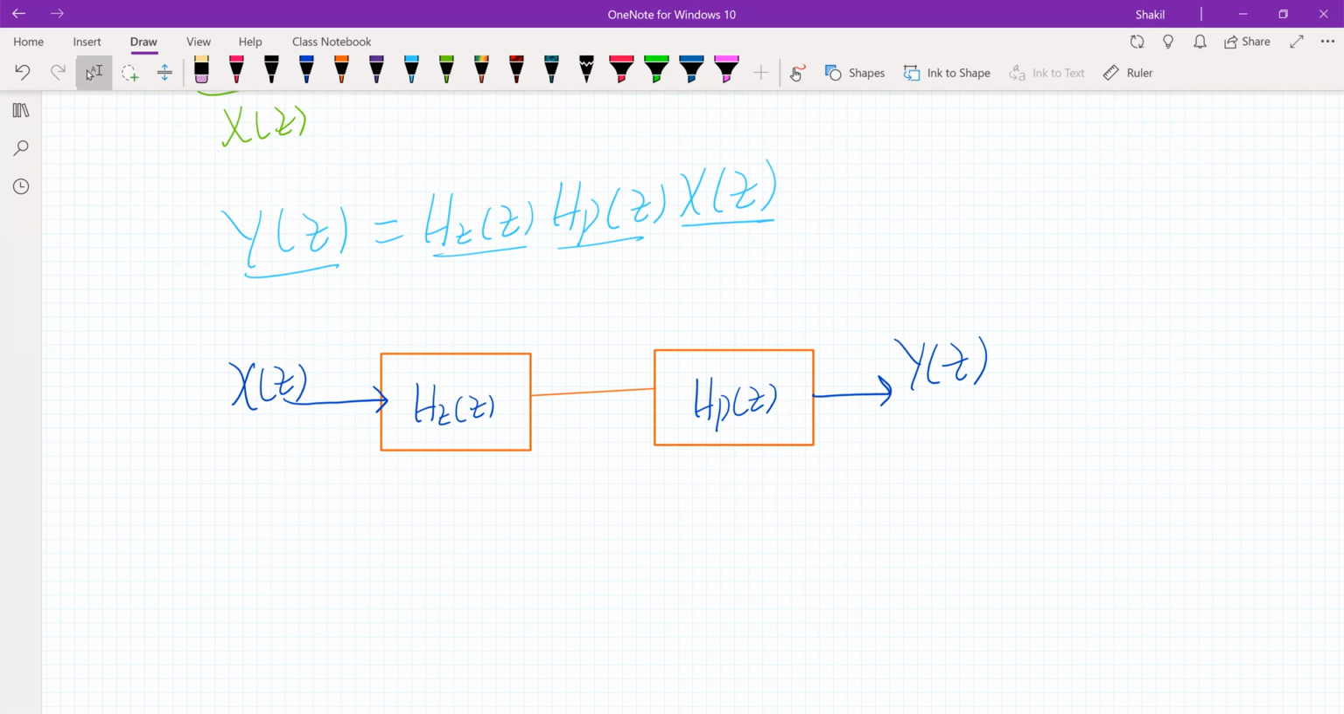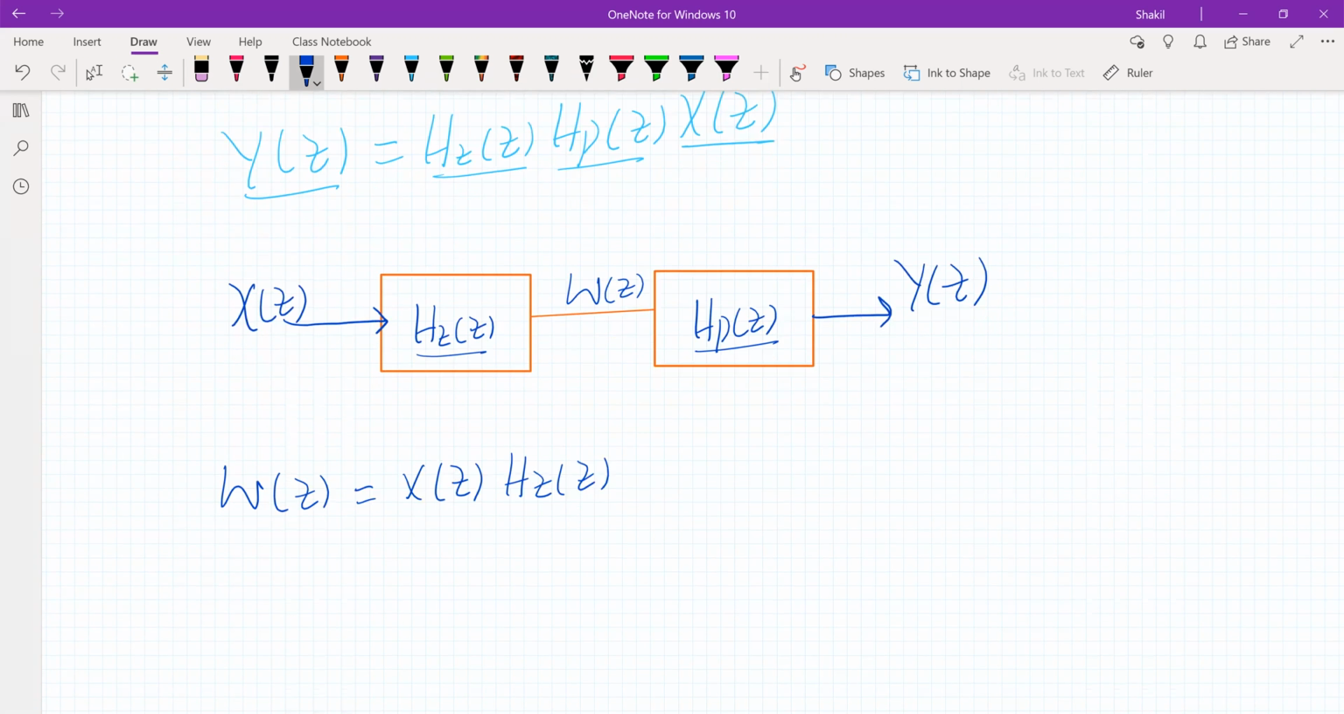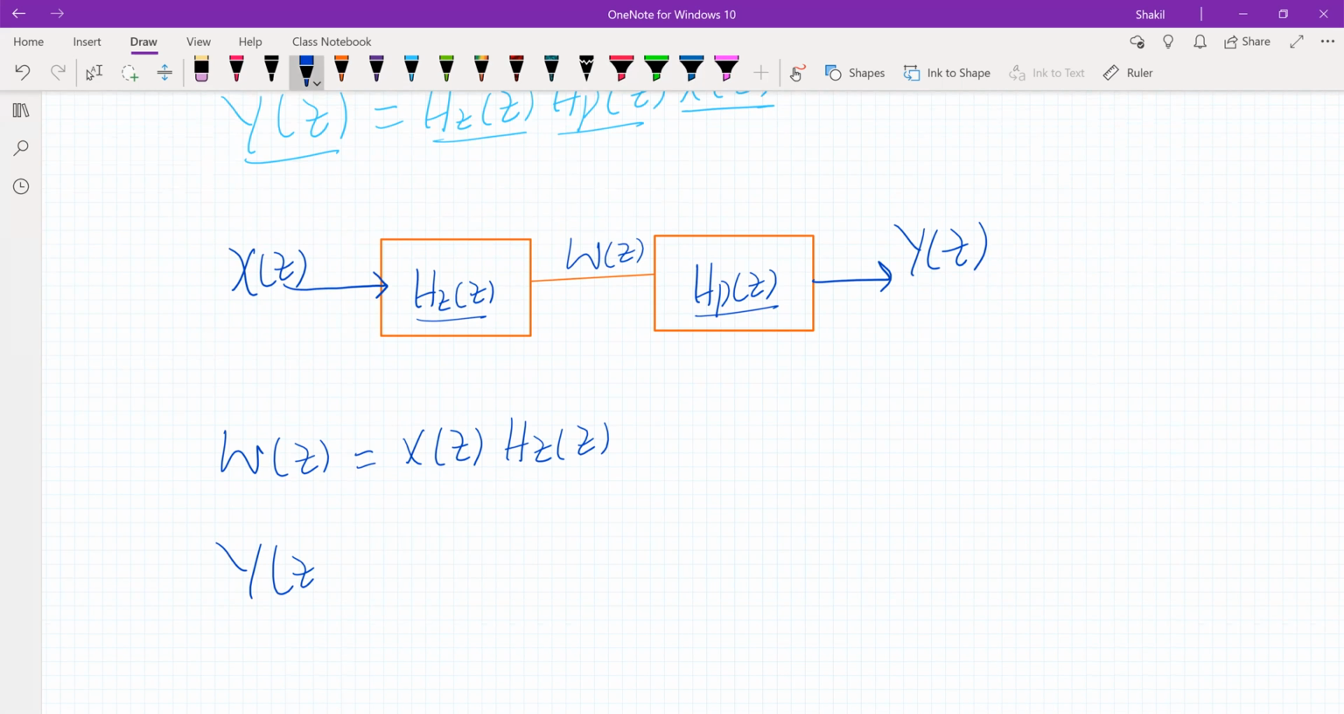So we assume that there are two systems, one whose transfer function is Hz of z, another whose transfer function is Hp of z, and let's suppose the intermediate output is W of z in frequency domain. When the input to the first block is X of z, the output is W of z. So W of z will be simply X of z, the input, multiplied by the transfer function of the system. Then the final output Y of z is W of z multiplied by Hp of z.